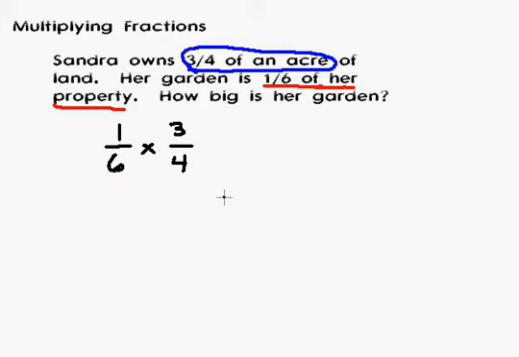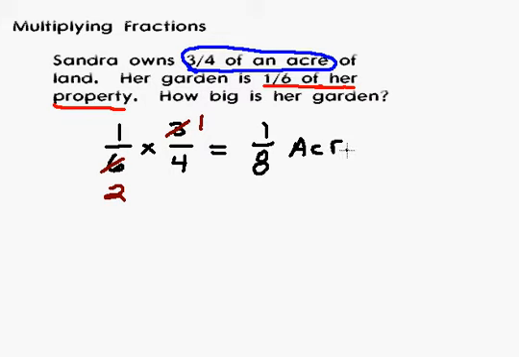So multiplying fractions, we multiply straight across. 1 times 3 is 3, 6 times 4 is 24. But remember also, when you're multiplying fractions, you can reduce. Reducing you can only do when you're multiplying, not when you're adding, subtracting, dividing. Only if there's a multiplication here can we reduce. So we can reduce this 3 and this 6. Let's go ahead and do that. I always kind of like to reduce here. So 3 goes into 3 once, and 3 goes into 6 twice. And we multiply straight across, and we get 1/8. So that would mean 1/8 of an acre.